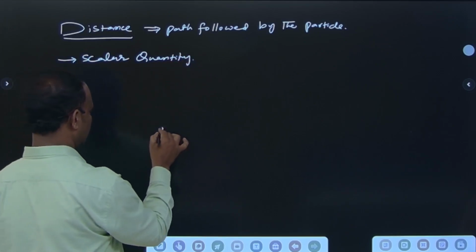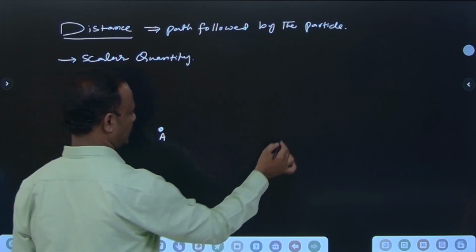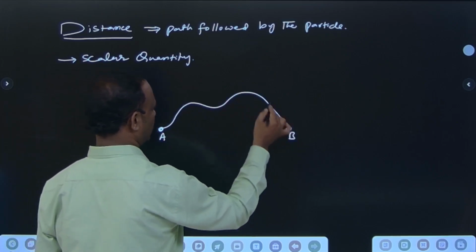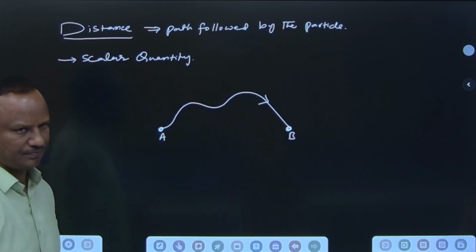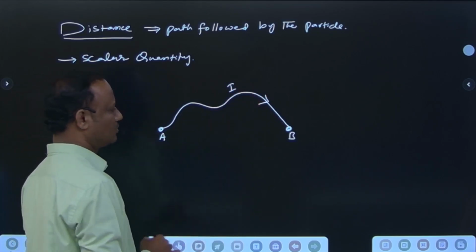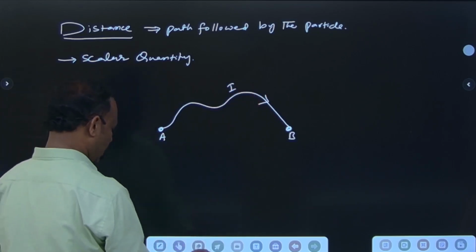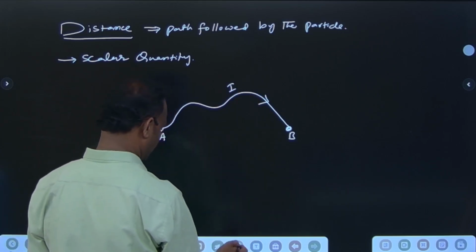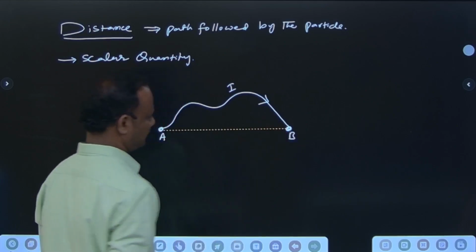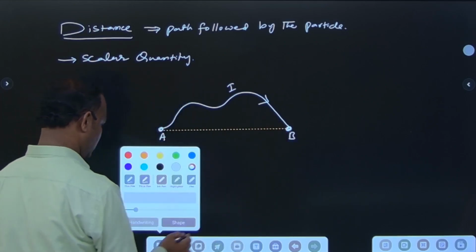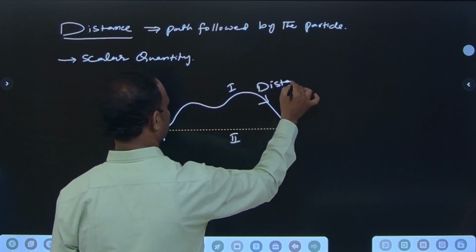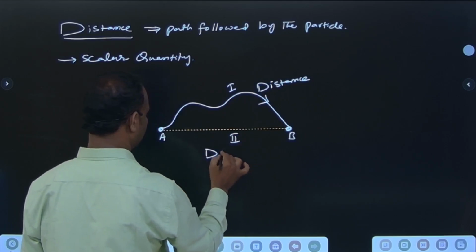We choose a point, this is point A, and here is point B. A body has to move like this from point A to B. This path is path 1. The line joining A to B is path 2. Path 1, the path followed, is the distance. The next one is displacement.